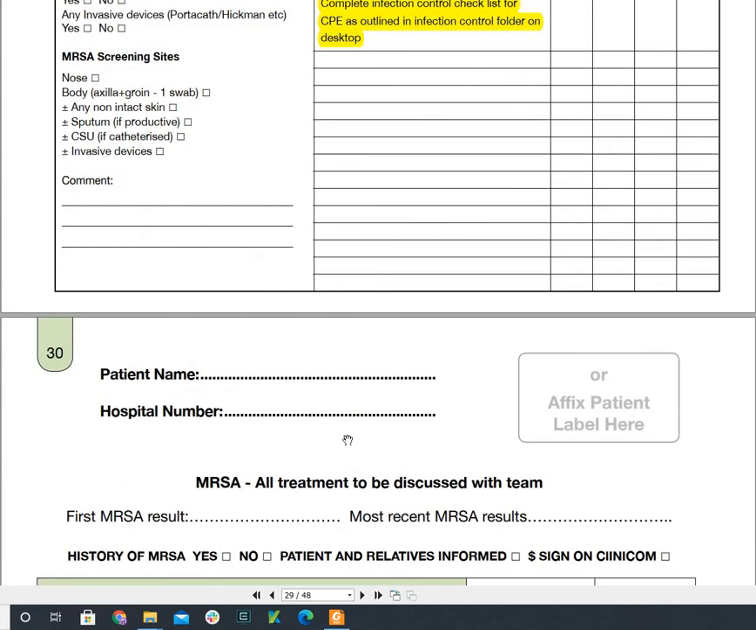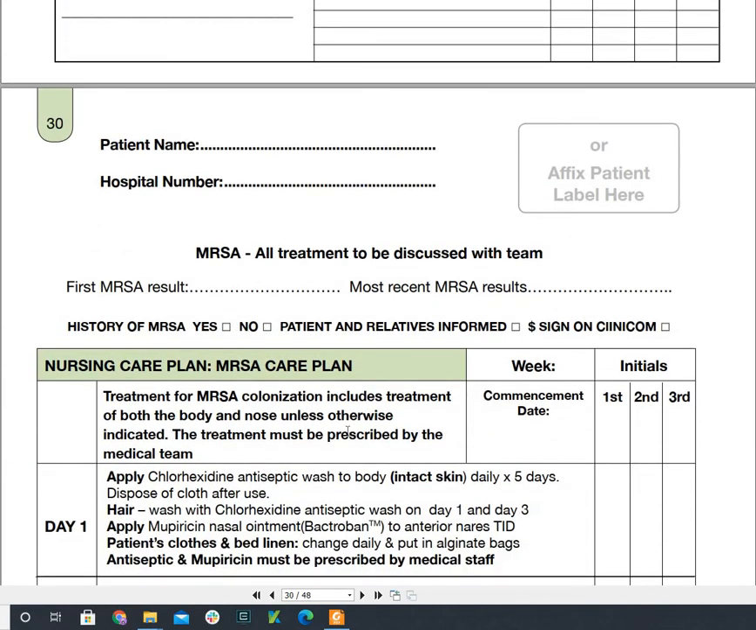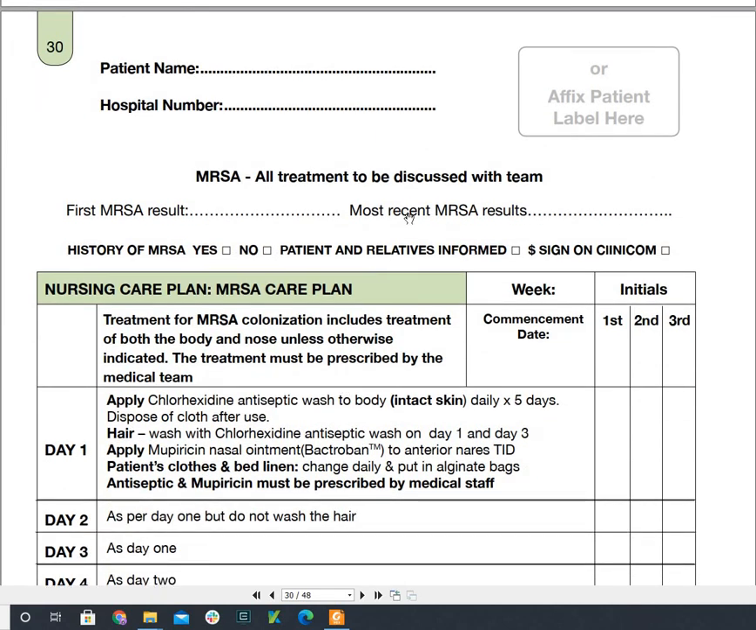So we'll move down then to page 30. This is the MRSA care plan. So this would be activated for a patient if they are positive for MRSA. All treatment must be discussed with the team. So here you can document the patient's first MRSA result and most recent MRSA results. Has the patient a history of MRSA? Yes or no? Patient and relatives informed? So the nursing care plan.